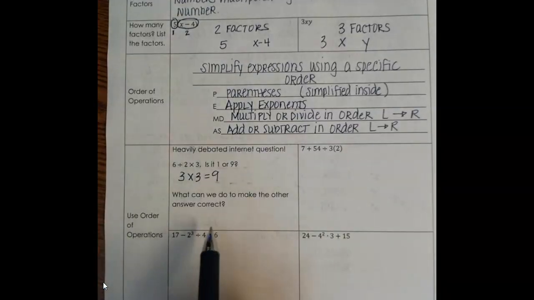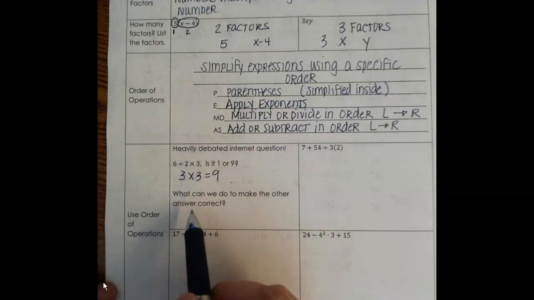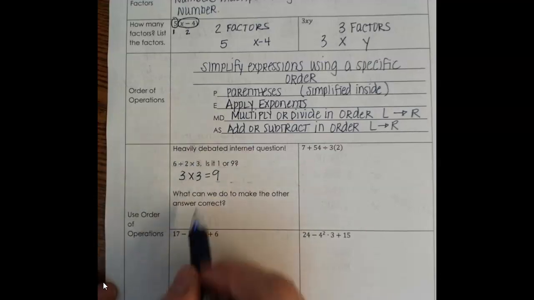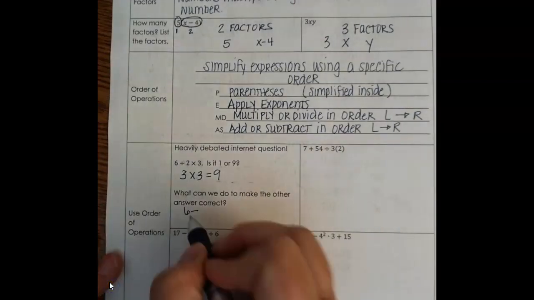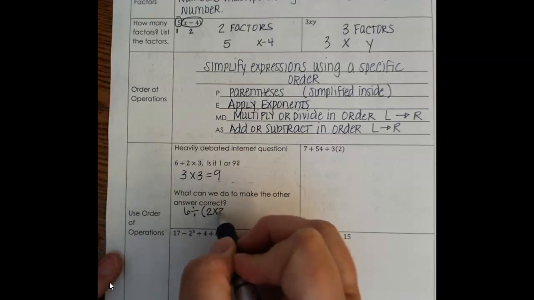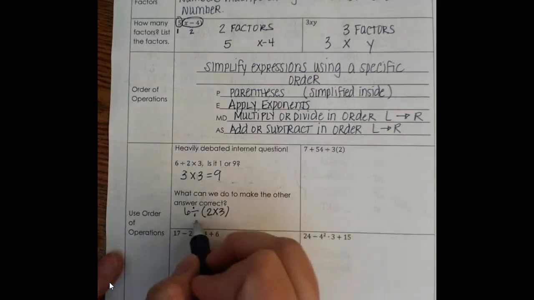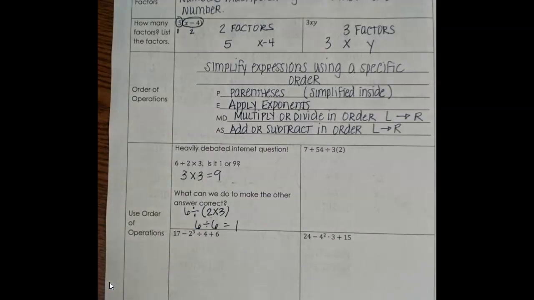Okay? Can you think of what you can do to make it clear to be able to get a 1? So the only way to get a 1 through division is if this was a 6. Well, 2 times 3 is 6. So what if we wrote this as 6 divided by a grouping symbol, 2 times 3. Then we go back to our order of operations. 2 times 3 is 6, because we're simplifying. And then we'll get 1.